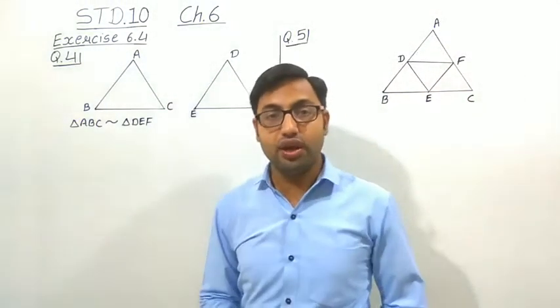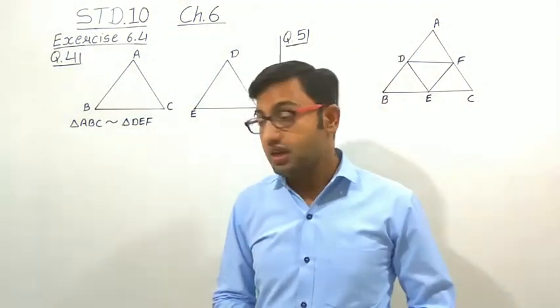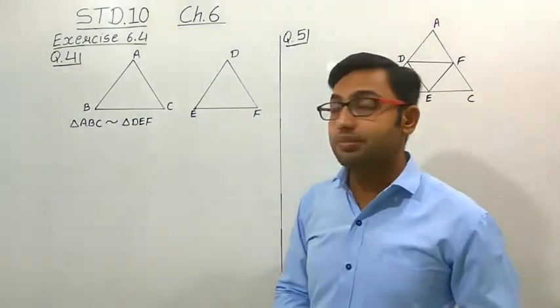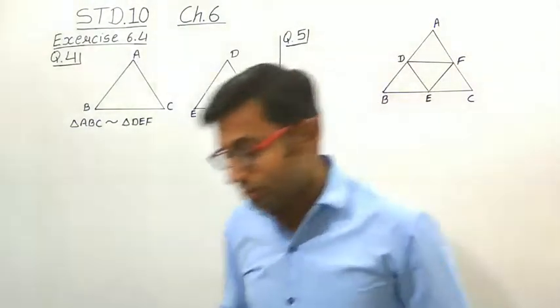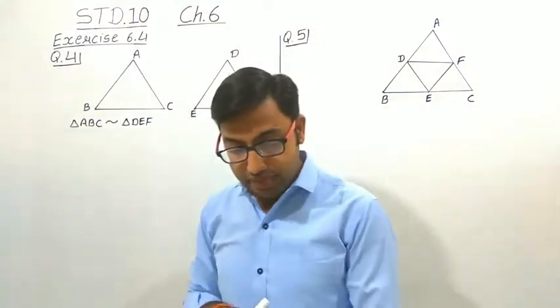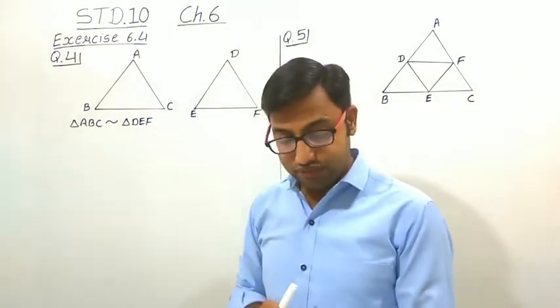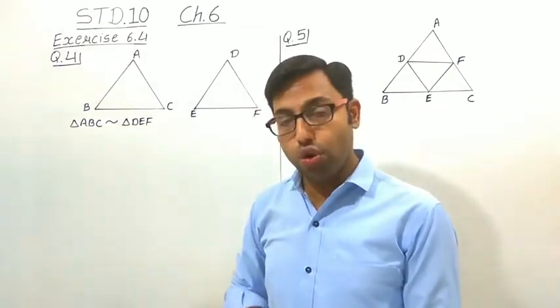Hello students, today we will study question number 4 of exercise 6.4. This is the topic of standard 10, chapter number 6, Triangles. So what is the question? The question is, if the areas of two similar triangles are equal, prove that they are congruent.